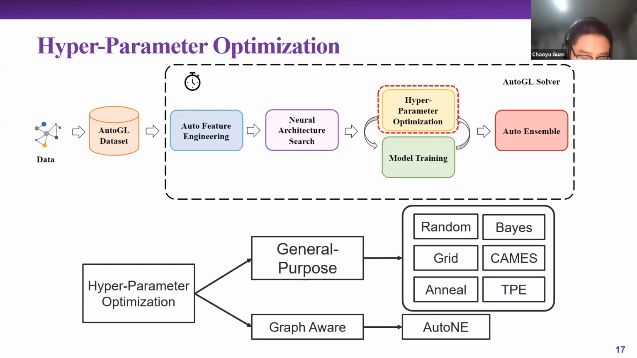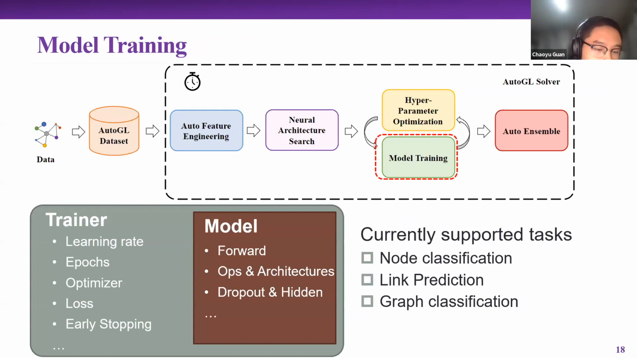So after the model is constructed, the hyperparameters of the model and the training procedure need further optimization for better performance. In this module, we also support general purpose algorithms and graph-aware algorithms. For general purpose algorithms, we support most of the popular ones like random search, Bayesian optimization, grid search, anneal search, tree-structured Parzen estimator, and CMA-ES, etc. For graph-aware algorithms, we support AutoNE, which is also an earlier work in our lab to find the best hyperparameters through sampling and meta-learning.